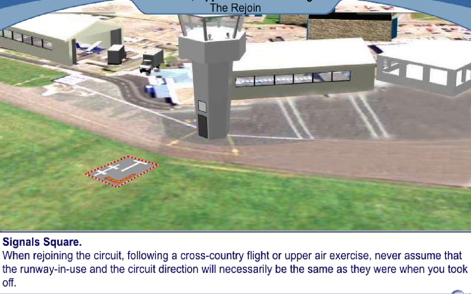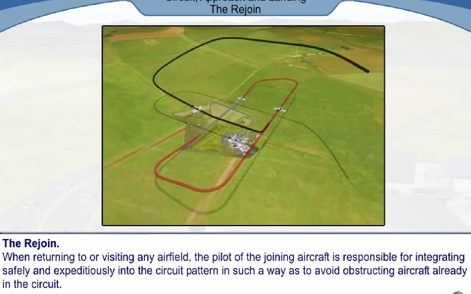When rejoining the circuit, never assume that the runway in use and the circuit direction are the same as they were for your original takeoff. When returning to or visiting any airfield, the pilot of the joining aircraft is responsible for integrating safely and expeditiously into the circuit pattern in such a way as to avoid obstructing aircraft already in the circuit. In case of conflict, traffic already in the circuit has priority.